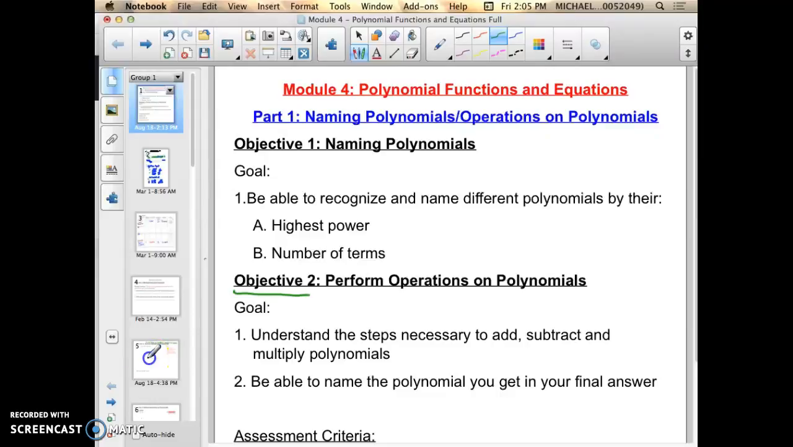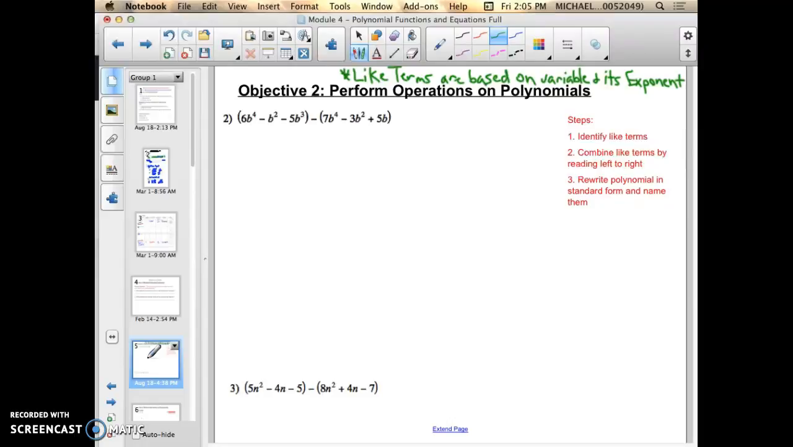So let's begin. In Objective 2, there's three situations: adding, subtracting, and multiplying. I'm going to show you the subtracting example, because subtracting a polynomial can at times get a little bit confusing when working with the plus and minuses, and sometimes the signs change for the terms of the second polynomial. So I'm going to show you what that looks like. Addition is a little bit more straightforward. I'm going to do example 2, and then I will have you try example 3.